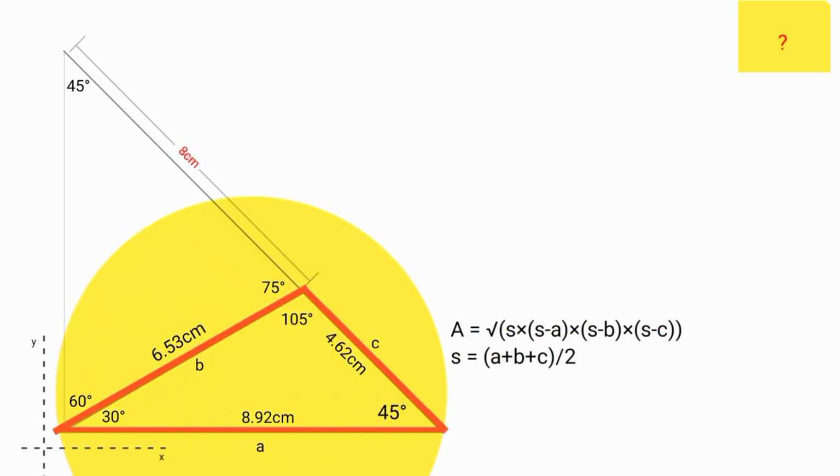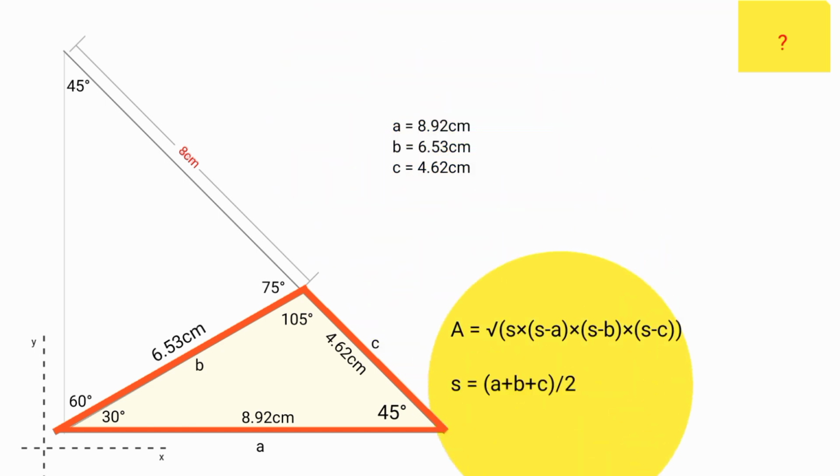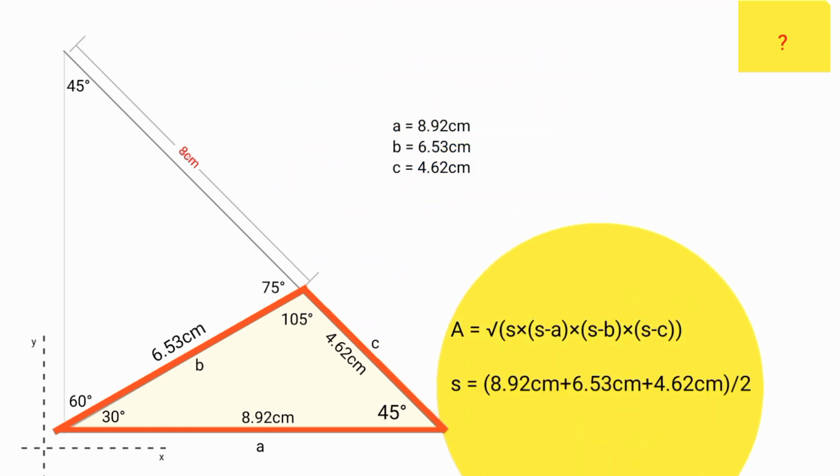Now from here, A equals 8.92 centimeters, B equals 6.53 centimeters, and C equals 4.62 centimeters. Substituting here now, S equals 8.92 centimeters plus 6.53 centimeters plus 4.62 centimeters all over 2, which is 10.035 centimeters.